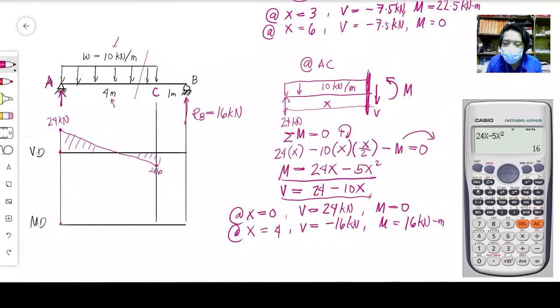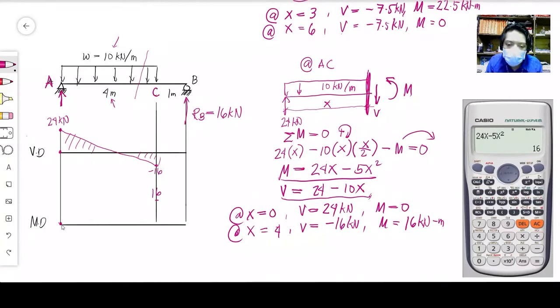Okay, how about the moment? When x is equal to 0, your moment is 0 here. When x is equal to 4, your moment is 16, somewhere here, positive 16. Now, what is the behavior of the graph? Straight line or curve? Again, it follows the shear diagram. The shear diagram is a straight line, so its degree is 1. So for the moment diagram, the degree will be 2, which means it is a curve.